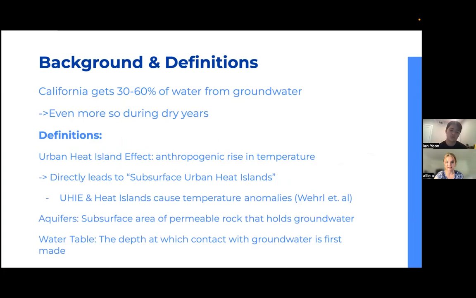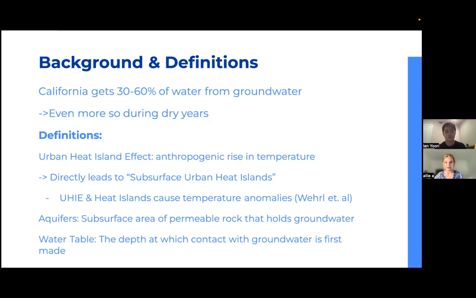a localized and significant increase in temperature within an urban area compared to its surrounding rural or natural environments due to human presence and human activity. These areas of increased heat and rapid urbanization subsequently create subsurface urban heat islands, which are caused by impervious and low albedo surfaces like concrete and asphalt and lead to increased temperatures, which warm the ground and particularly affect aquifers, which are rocks that contain groundwater.